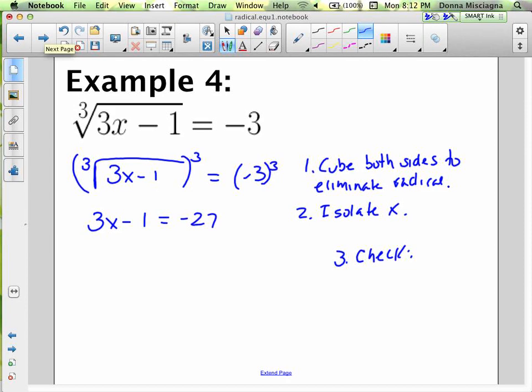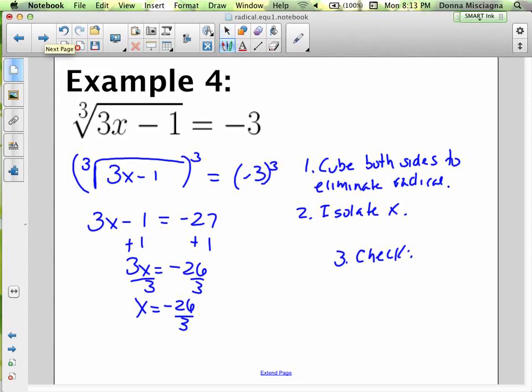We need to get the x by itself, so we're going to add 1 to both sides. So 3x equals negative 26, and divide by 3. X equals negative 26/3. Definitely do not change that to a decimal. You'll have a rounding error because it's not an exact answer anyway. And it's very easy to check.